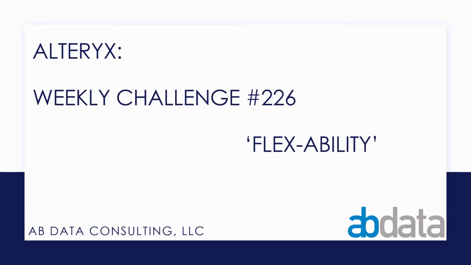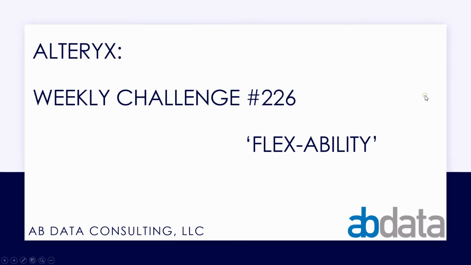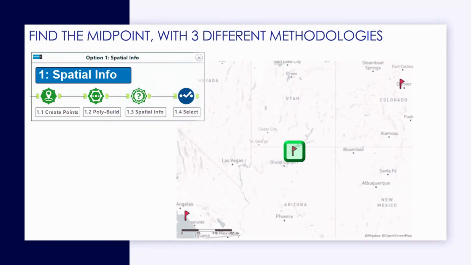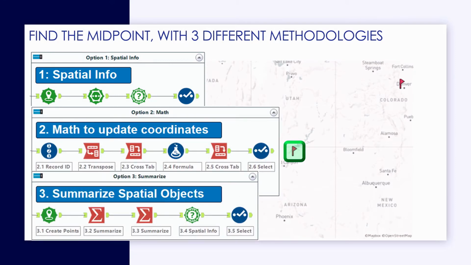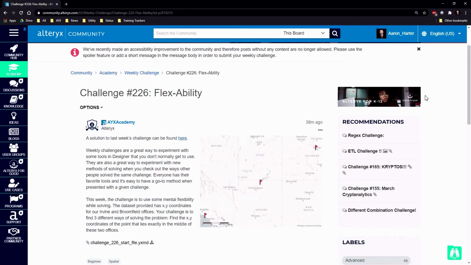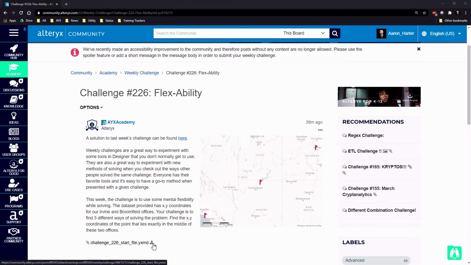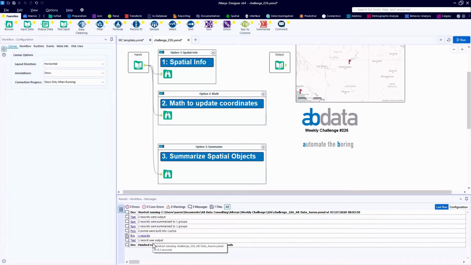In this video, we're taking a look at Alteryx Weekly Challenge number 226, titled Flexibility, focusing on Alteryx's flexible nature. So we're given starting points of the Alteryx Irvine and Broomfield office locations, and we're asked to find the midpoint using three different methodologies. We're taking three different paths to solving the problem. As always, the weekly challenge can be found on the Alteryx Community Academy page under Weekly Challenge. We're taking a look at the 226 start file if you'd like to download and follow along with us.